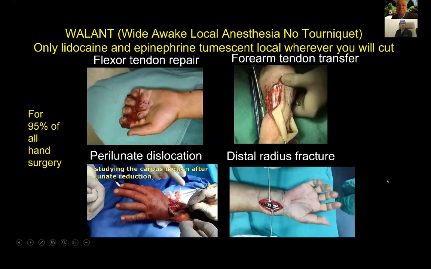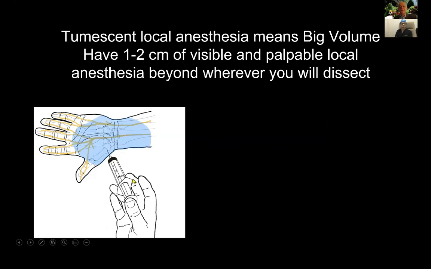And so this is the essence of it. Tumescent local anesthesia means big volume. This actually started by dermatologists doing liposuction, and then plastic surgeons picked it up from the dermatologists. Tumescent means enough local anesthesia that you can see it or feel it at least a centimeter or two beyond wherever you're going to dissect. It's like an extravascular Bier block, but only where you need it instead of the whole forearm. And if you put 40 cc's right there without moving your needle, where is it going to go? Everywhere. And that's what you want, but it's going to stay in that area.